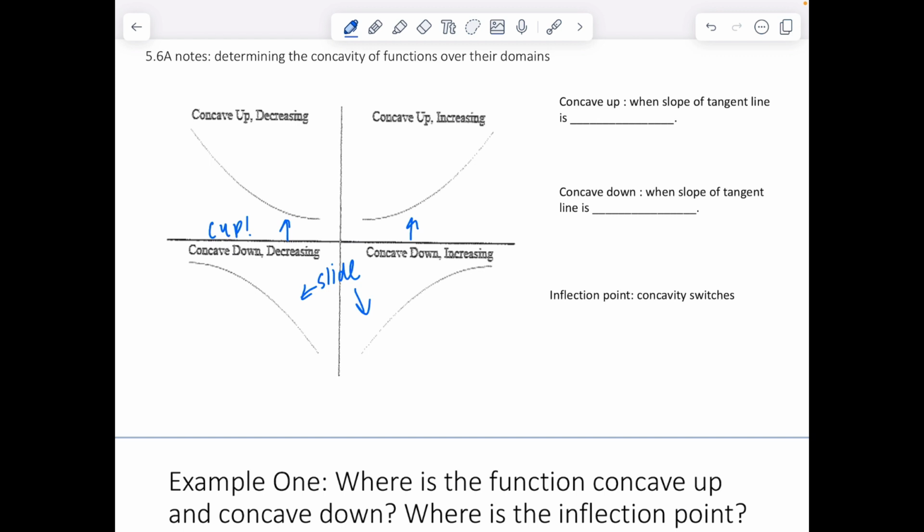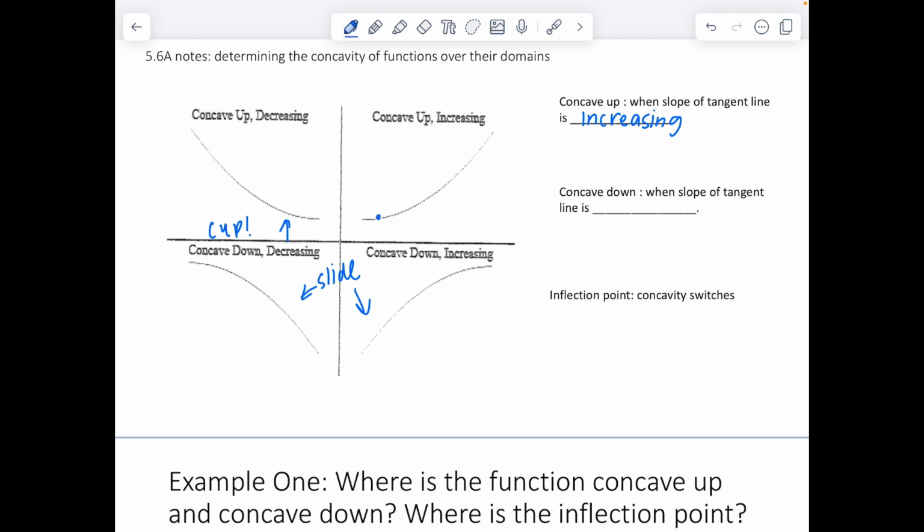But then there's another trick that I feel is pretty helpful. A function is concave up when the slope of the tangent line is increasing. This isn't the trick, but that is the actual definition. So a function is concave up when the slope of the tangent line is increasing. Let me show you first on the concave up increasing function.